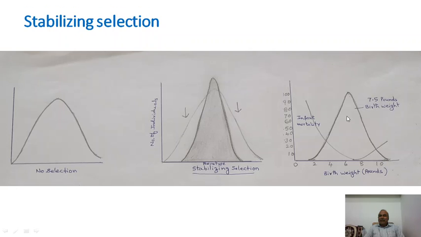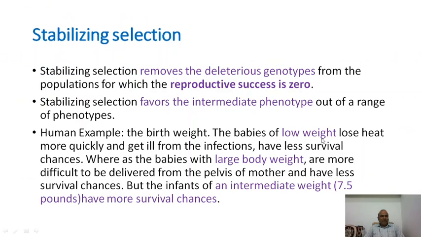Those infants are selected by nature. So nature is allowing those individuals to live, and those infants having less than 6 or more than 8 pounds are not favored. Only those with around 7 to 7.5 pounds of birth weight are favored. Let us analyze why this is happening.